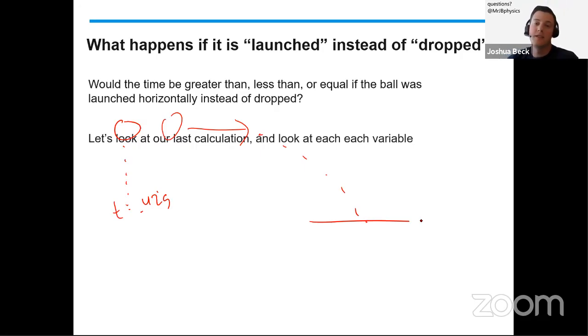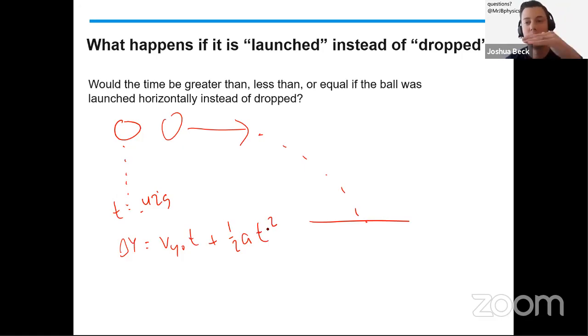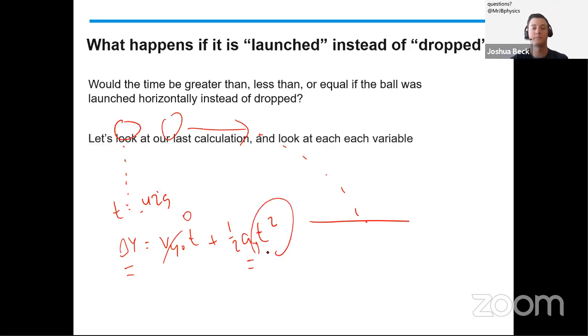Well, let's look at our last calculation and let's look at each one of our variables. If I'm launching it, I'm introducing a horizontal velocity, but my initial y velocity is still 0. My y acceleration is still going to be the 10 meters per second per second. So I still have the same y displacement, the same y initial velocity, and the same y acceleration. So my time has to be the same.